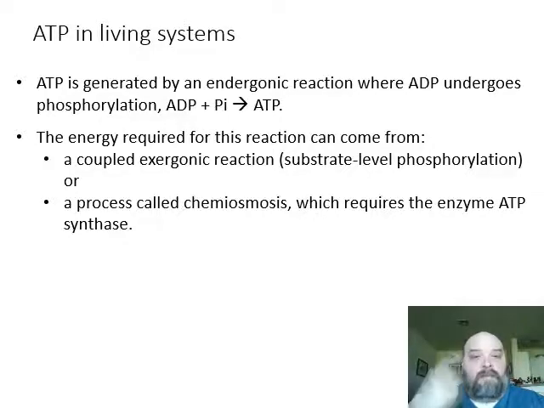Second method is what we're going to see later in this chapter, known as chemiosmosis. Chemiosmosis is basically a process that is very, very fast. Substrate level, slow and clunky. Chemiosmosis, very fast, very thorough, little to no waste.